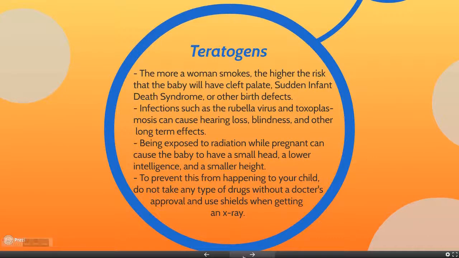Teratogens can immensely impact the health of a baby when a woman is pregnant. For example, the more a woman smokes while pregnant, the higher the risk that the baby will have cleft palate and sudden infant death syndrome. Besides drugs, infections can also cause birth defects. For example, they can cause hearing loss and blindness. Lastly, being exposed to radiation while pregnant can also cause birth defects. For example, they can cause the baby to have a small head and a lower intelligence. To prevent this from happening to your child, do not take any type of drugs without a doctor's approval and use shields when getting an X-ray.